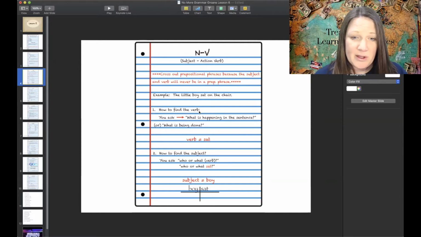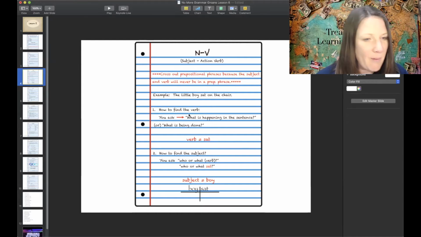This was very simple. There's not much to talk about here, but I do want to remind you, mark out those prepositional phrases, then find the verb. When you find the verb, what do you ask? What is happening in the sentence? What's going on? What is being done? And then when you find the subject, you ask who or what verb? Who or what did the verb?